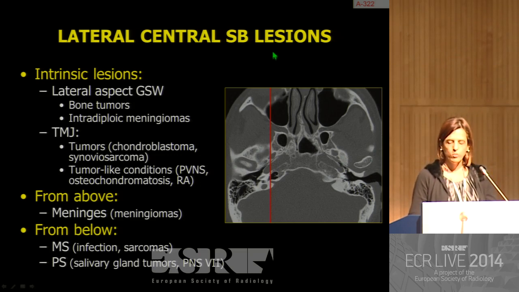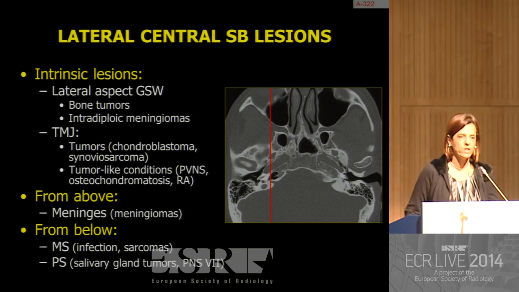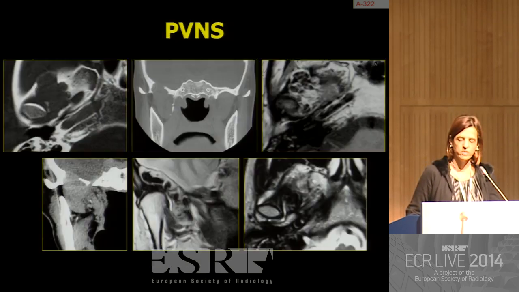Now, finally, we're moving on to the lateral central skull base, so everything that is lateral to the foramen ovale. And here you may have lesions that arise from the greater wing of the sphenoid bone or from the temporomandibular joint. And here you may have tumors or tumor-like conditions. From above, of course, you have also to consider meningiomas, and from below you have the masticator space lying more medially, so consider again infection or sarcomas, and you have the parotid space more laterally, so you have to consider salivary gland tumors or perineural spread along the cranial nerve 7, the facial nerve.